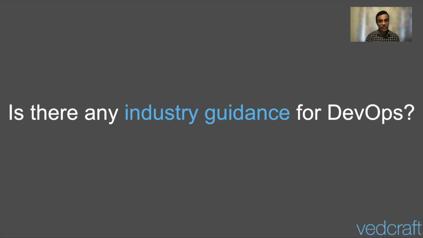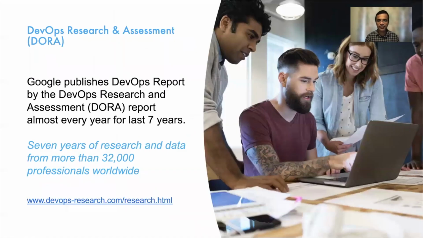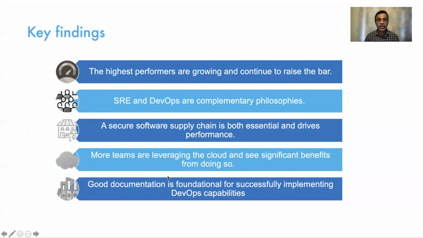The short answer is yes, we do have, and it's pioneered by Google. They started this initiative called DORA, which is DevOps Research and Assessment. As part of that initiative, they interviewed more than 32,000 professionals, and for the last 7 years they have been publishing this DORA report, which highlights some of the key trends. While I'm not going to go into the details, I can share the 2021 version: what are the key findings in that DevOps report?